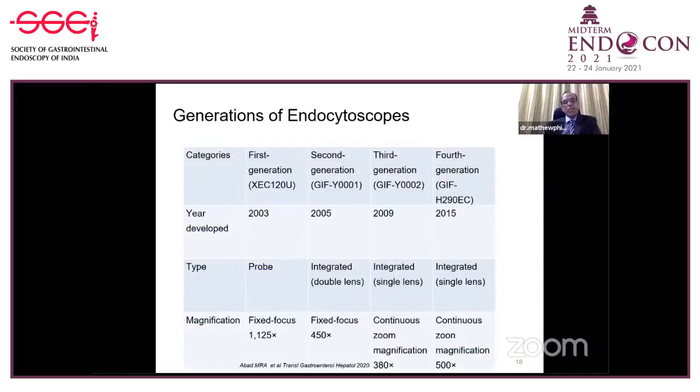So there are different generations of endocytoscope as evolved, and now we have got the fourth generation that was actually introduced in 2015, and it has got an integrated single endoscope with a continuous zoom and magnification more than 500 times. Next slide.